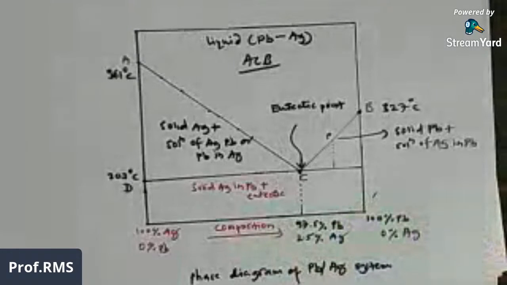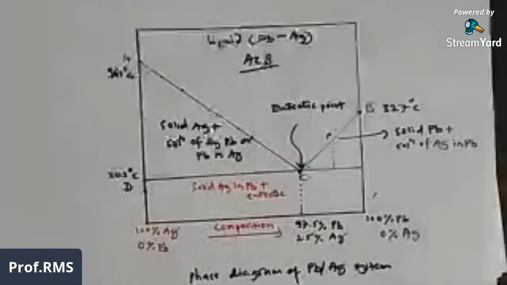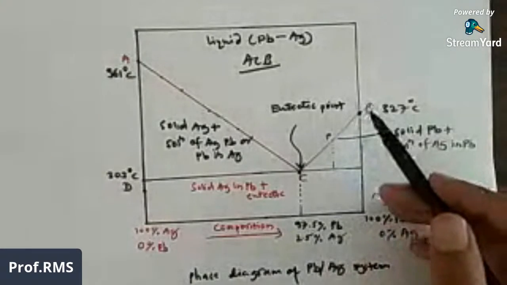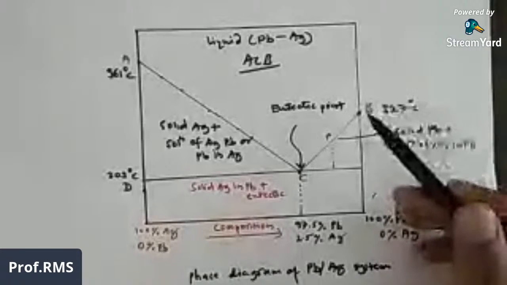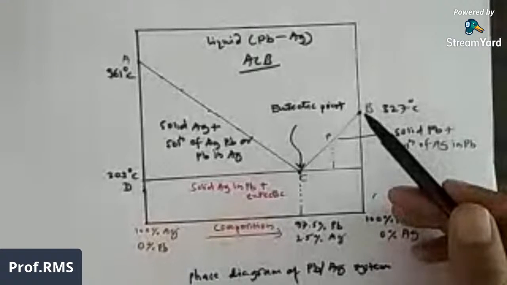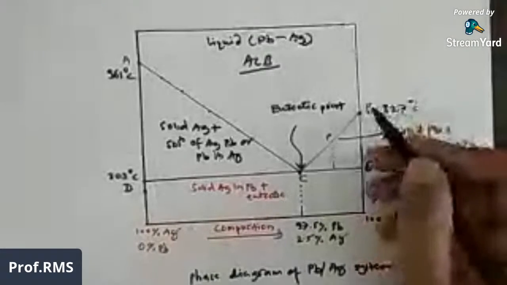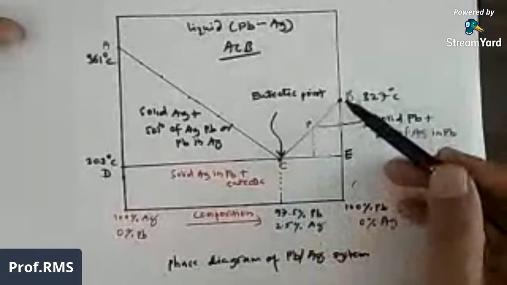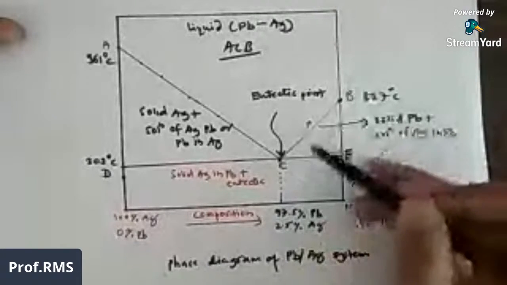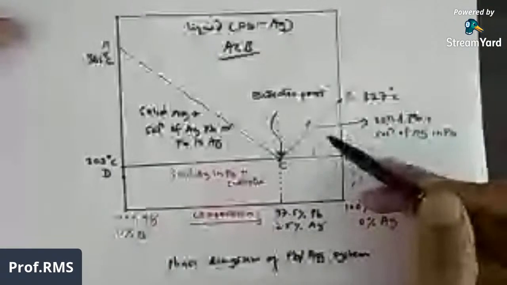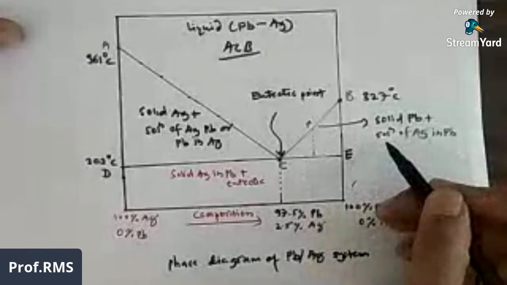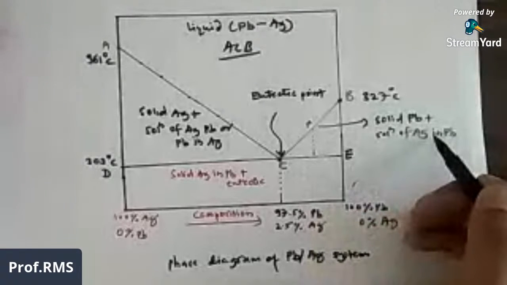we get a similar result, hence the composition of solid. Okay, again the last region, B, C, E, B. The region between B, C, E, B. Actually, I am talking about this region. Again in this region we have solid lead plus solution of silver in lead.